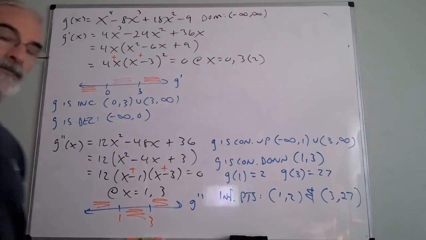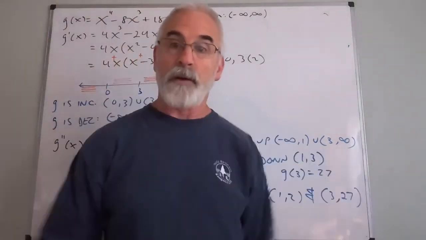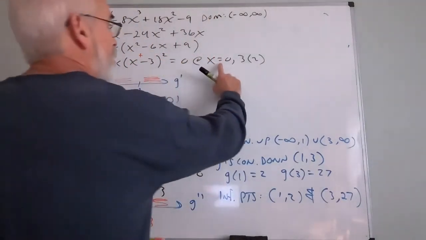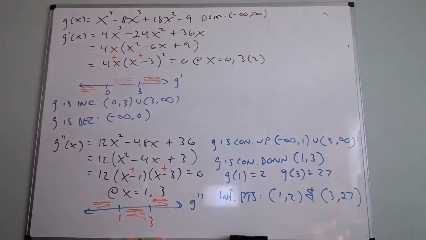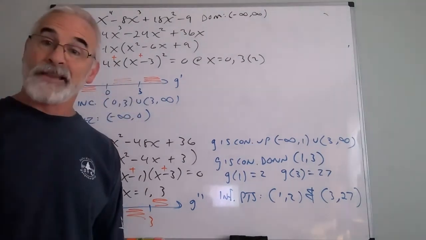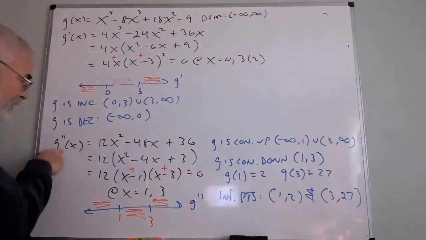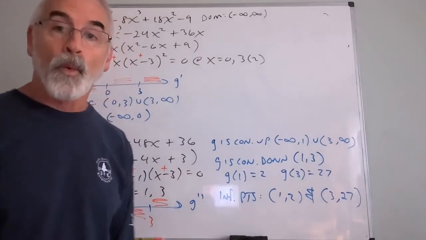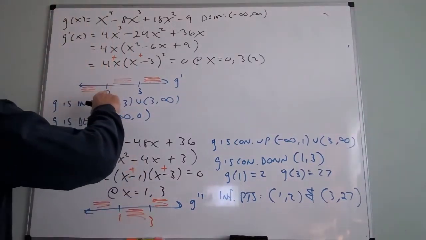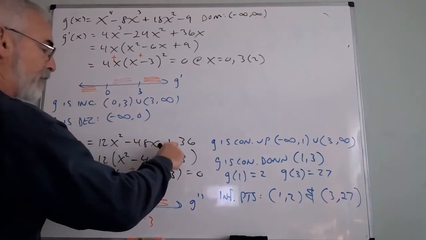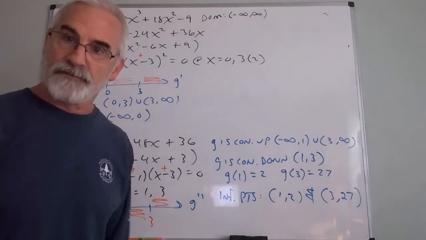Now, finally, what about extrema? I want to know about maxes and mins. Well, I only got 2 critical values, 0 and 3. But I'm not changing direction at 3. Another way of looking at that is the second derivative evaluated at 3 is neither positive nor negative. It's 0. Now, if I take the second derivative and I evaluate it at 0, my second derivative evaluated at 0 is 36, which is positive.